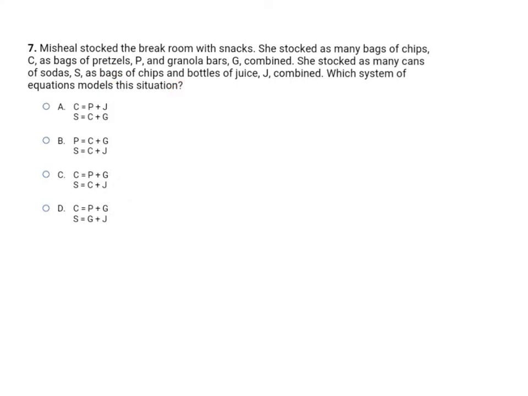So here, once again, we're just going to translate the sentences. So here we know that the bags of chips is the same as the bags of pretzels and granola bars combined. So that's going to be C equals P plus G. And then the cans of soda is the same as the bags of chips and juice combined. So we're going to take C plus J. So the answer that has those two equations is letter C.